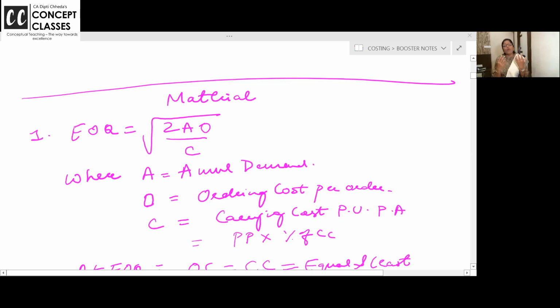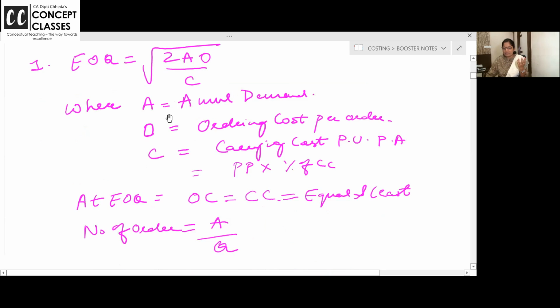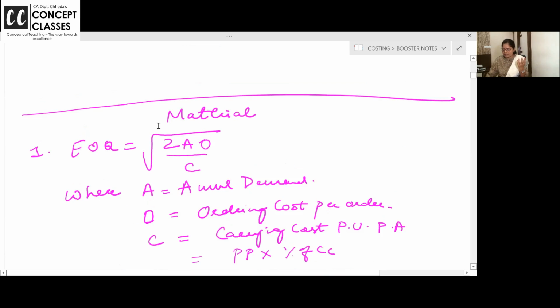Now, how much to buy? If I need 10,000 units, how much should I buy? We get that answer from the formula of economic order quantity. How this is derived I have also explained here.